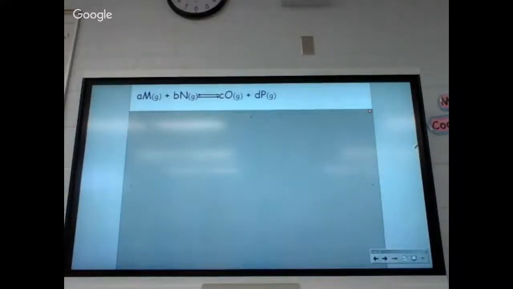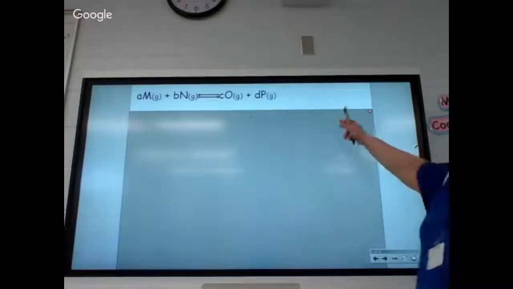Now, in writing a K equation, the states will be important, so they will always be given to you. States will always be given. All right, everybody got it? You don't have paper. All right.